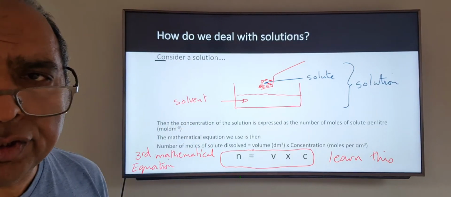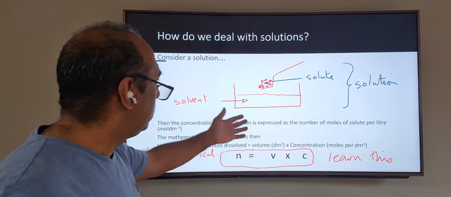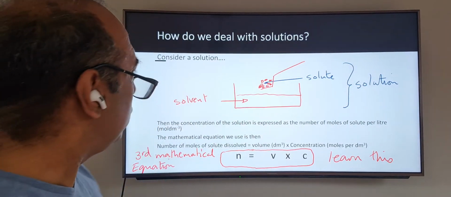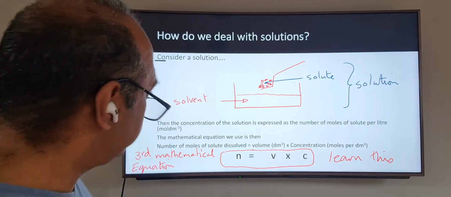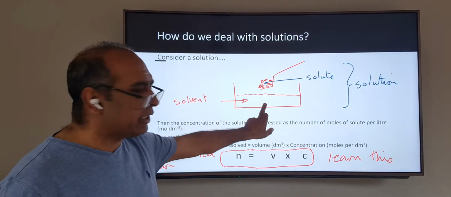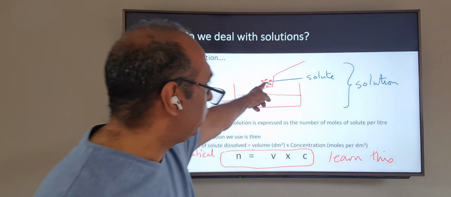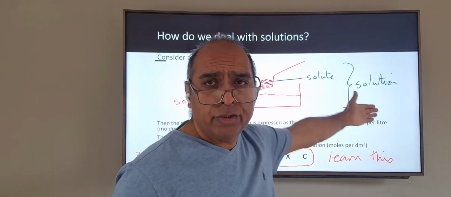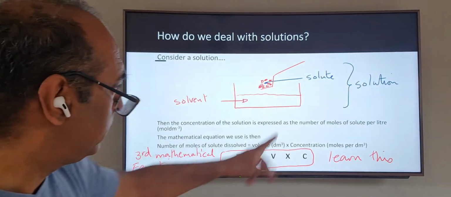So let's get into solutions now, to develop the third equation with you. Let's be clear what we're talking about. Solutions. And again, we're talking about pure solutions. Pure solutions are where you get a solvent, and you dissolve a solute into it. Together, the solvent and the solute make a solution. Look at that diagram.